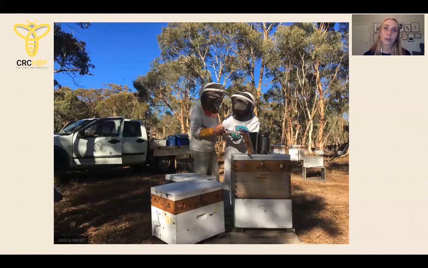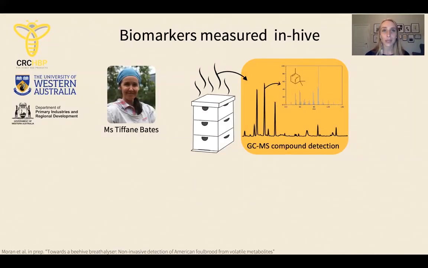But all of the results that I've shown you were from lab experiments using larvae and pupae that we had removed from the hive. We still needed to make sure that we could detect these compounds in the hive. So with the help of Tiffany Bates, I did a field experiment at UWA using healthy and AFB colonies so I could analyse the compounds in the hive air.